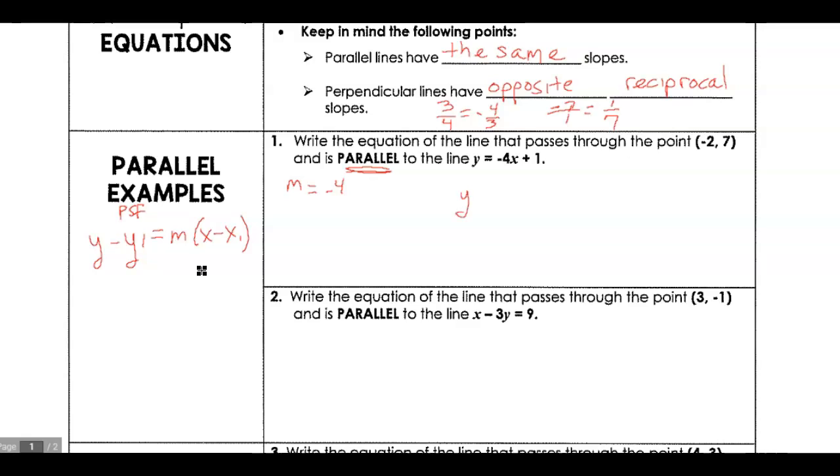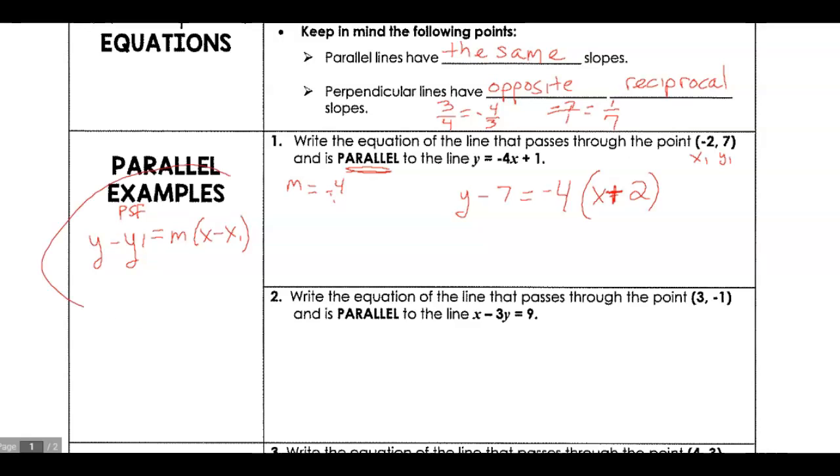So I just do y minus, and my y1 is right there, and there's my x1. Y minus 7, and people would do the following. X minus a -2 becomes a +2. And they would say, I'm done. Well, that's not right, because we know what m is. M is -4. So don't do that. If I graphed these two lines, they would be parallel.